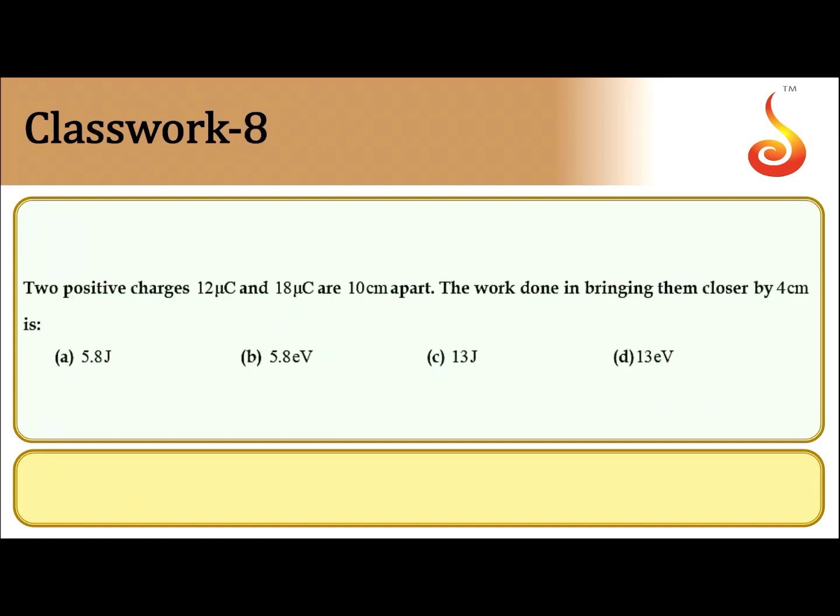Example 8. Two positive charges 12 microcoulomb and 18 microcoulomb are 10 centimeter apart. The work done in bringing them closer by 4 centimeter is, okay. So there are two charges Q1 and Q2 separated by R1, and you want them to be brought closer to a separation of R2.